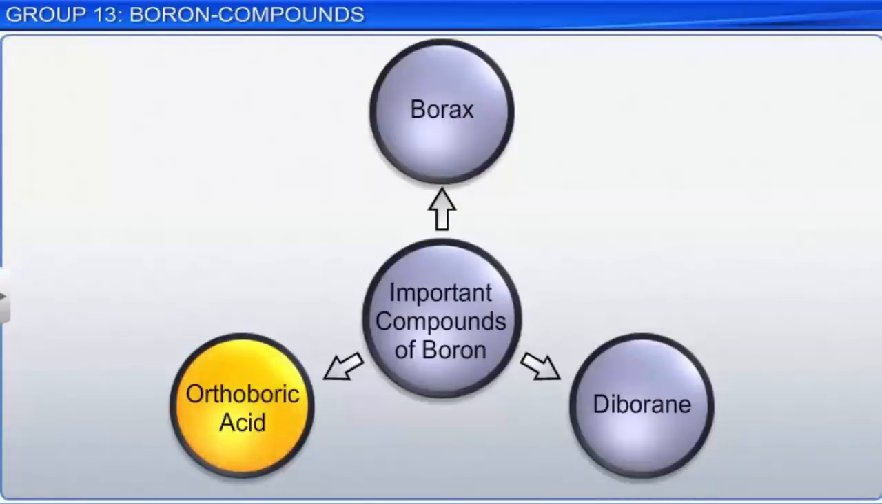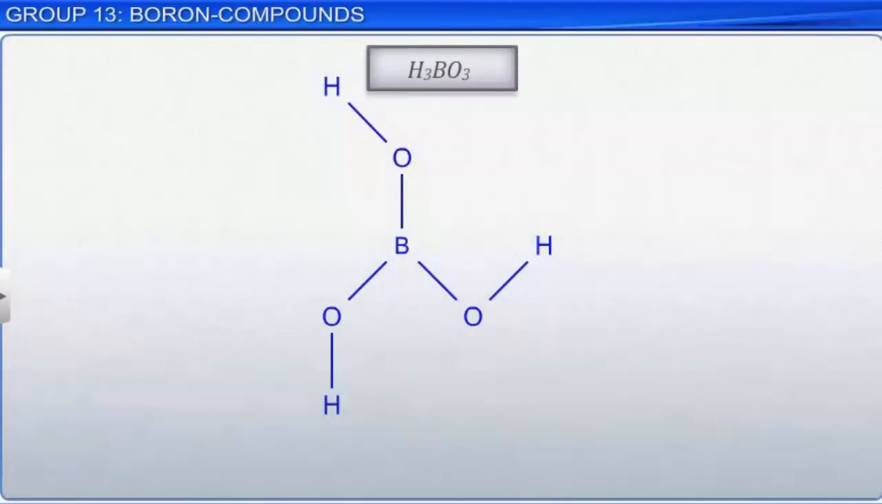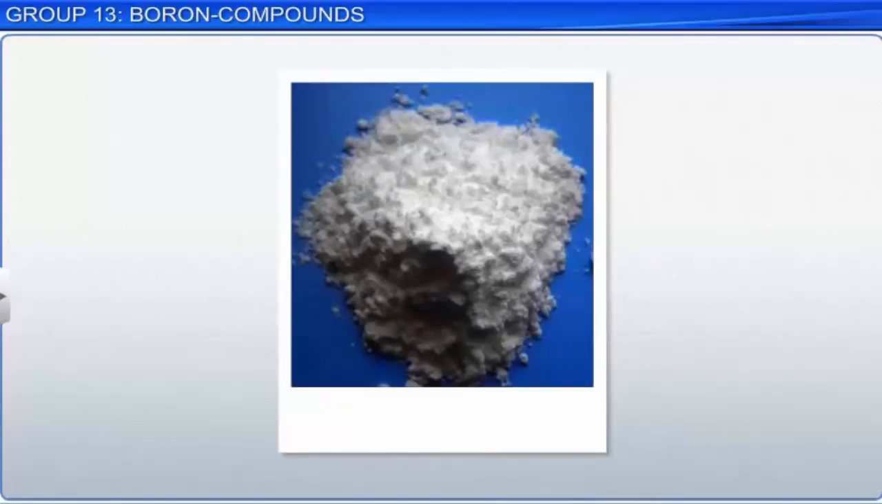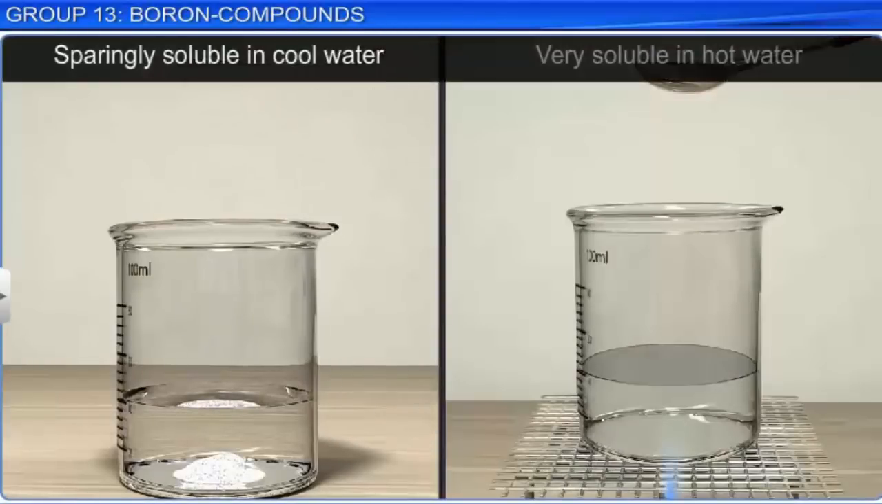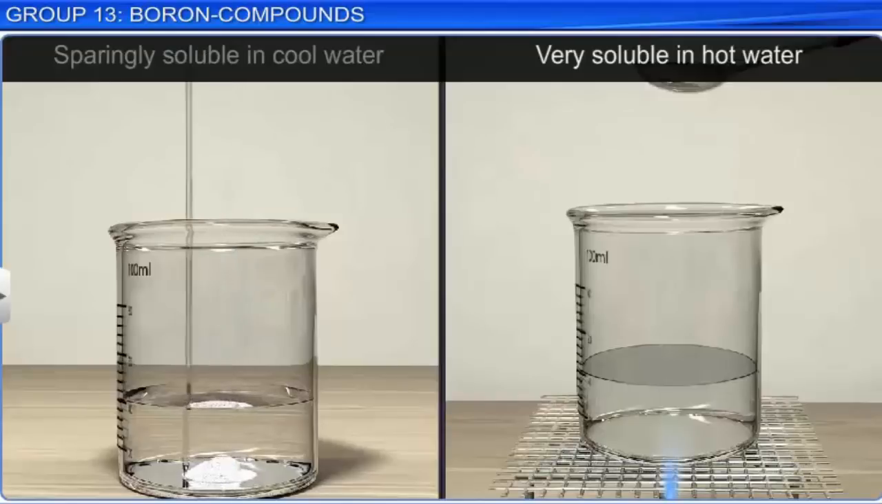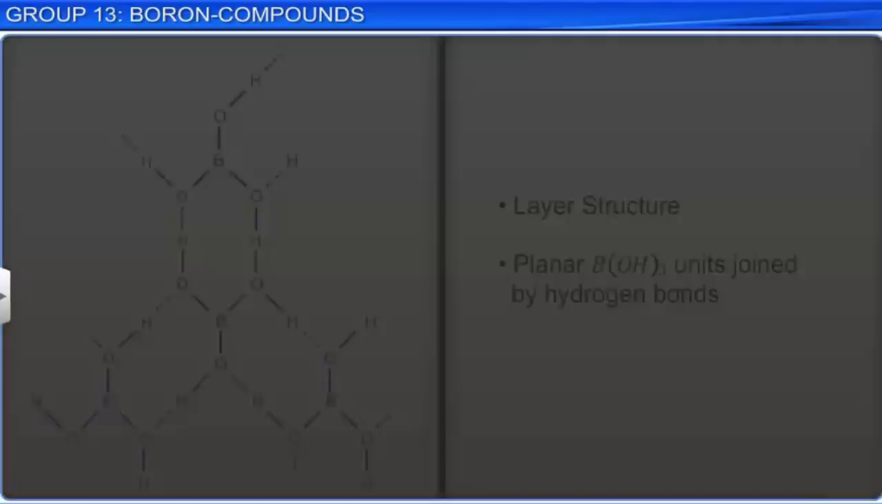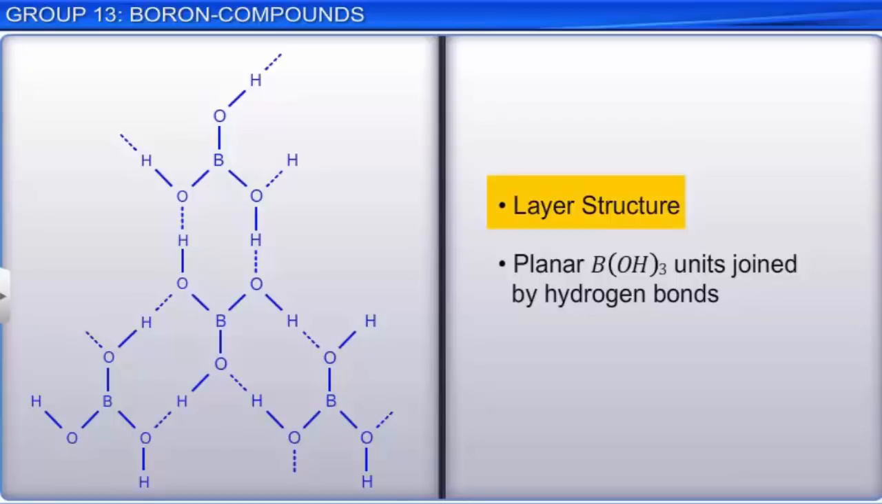Orthoboric acid is another important compound of boron. Its chemical formula is H3BO3. It is also a white, crystalline solid. Orthoboric acid is only sparingly soluble in cool water, but highly soluble in hot water. Orthoboric acid forms a layered structure. The molecules of orthoboric acid, which can be written as B(OH)3, arrange in a plane, and the molecules link together by hydrogen bonds.